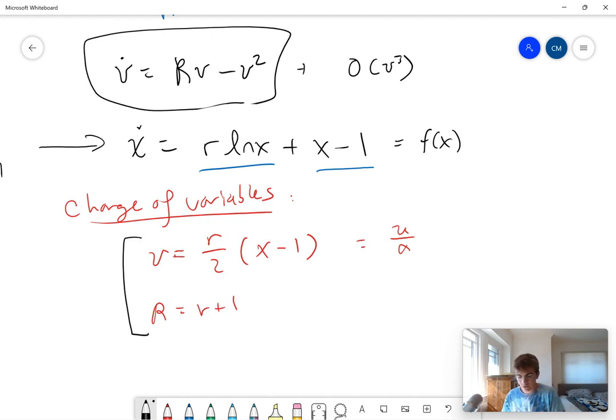V is equal to r over 2 times x minus 1, which is, if you just look at that, u over alpha. Here's my 1 over alpha, and then here's my u. And then again, we just set capital R equal to little r plus 1 just to get it in the perfect form. And it turns out that for f of x having sufficient smoothness, it's always possible to find an appropriate change of variables to get the equation into the right normal form if you have a specific type of bifurcation. Okay.